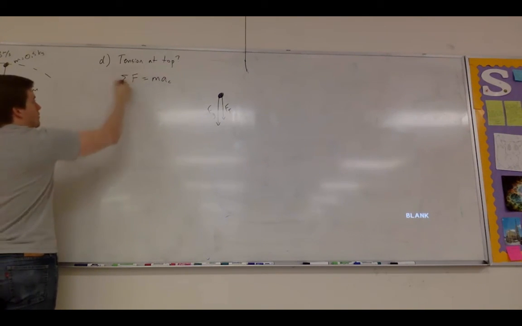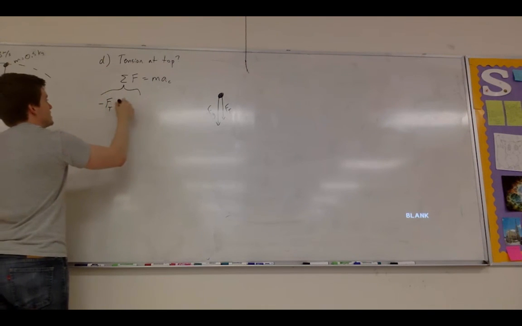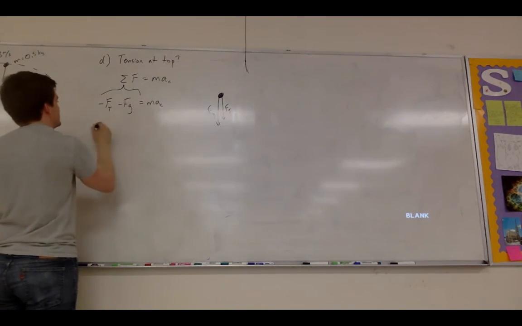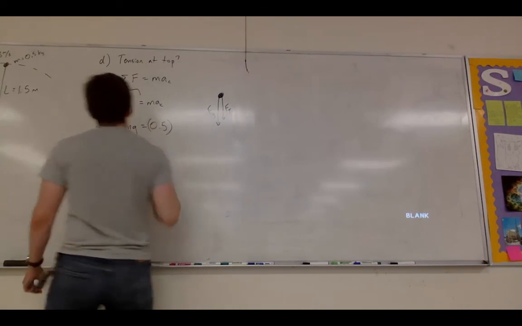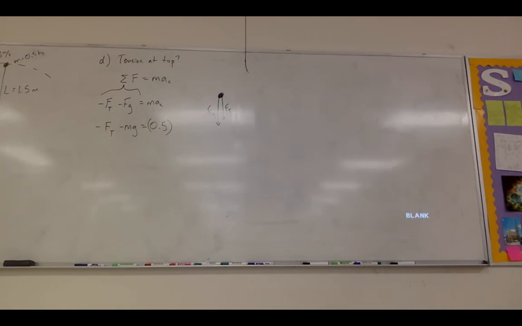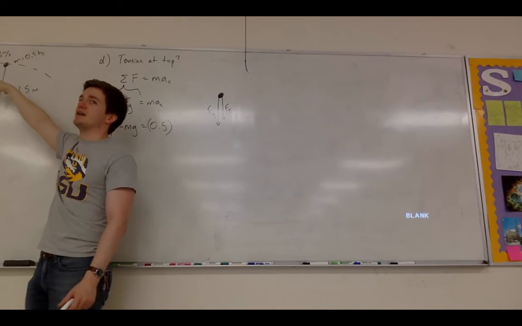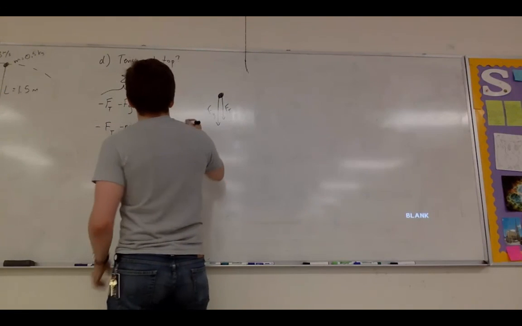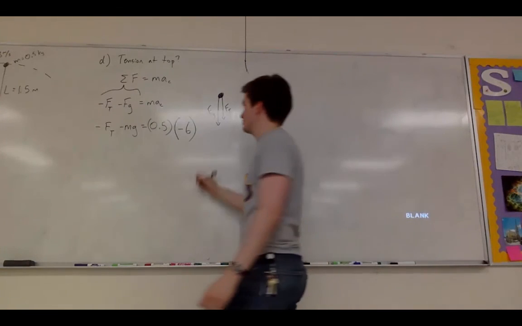So when we expand this, how are we going to expand that? Let's make up positive just like normal. Negative FT minus FG equals MAC. Negative FT minus mg equals 0.5. And then what are we going to use for the acceleration? If we make up positive, which way does the centripetal acceleration point? It always points towards the center. Right here, which way is towards the center? Down. And down is negative. Which means your centripetal acceleration will be -6, because the centripetal acceleration points down at the top.